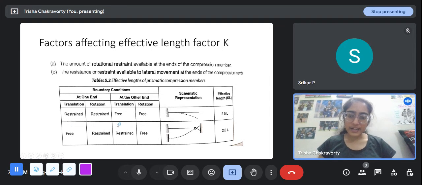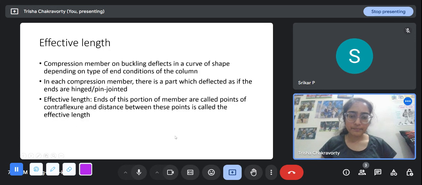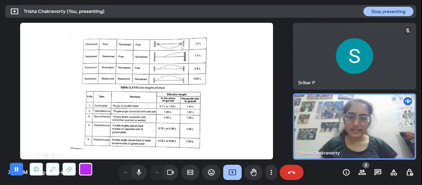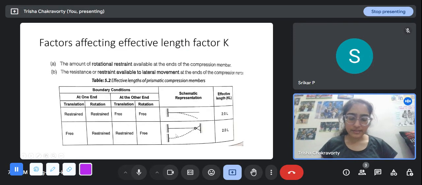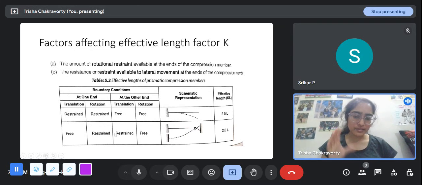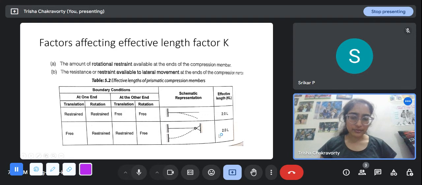Now, if one end is free in translation but restrained in rotation, it is some kind of boundary condition that we can't exactly perceive, where translation is allowed but rotation is not. If this is a structure like this, the translation in this direction is free, but it cannot rotate. So this is that kind of boundary condition, and this is a hinged condition. We know that hinge boundary conditions do not allow translation, but do allow rotation. So this also has an effective length of 2L.